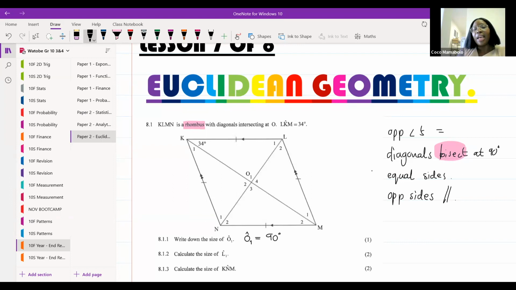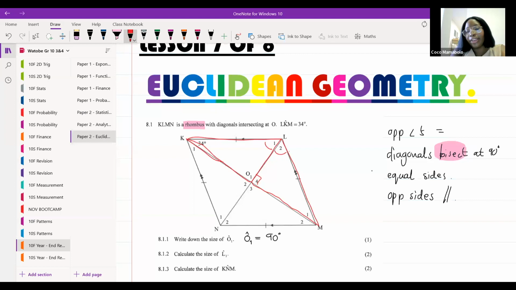All right, the next one says, calculate the size of L. We can calculate the size of L because we know that our diagonals cut our rhombus into another shape. What other shape do we see inside our rhombus? Good, Tamia, that's it. We see triangles everywhere. And I can already tell that in triangle KOL, I can figure out what that angle over there is. And in triangle KLM, I can also figure out what that angle over there is.